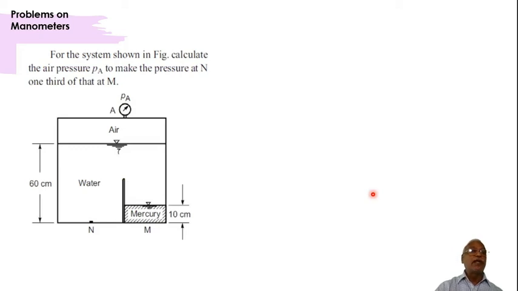We'll go for one more, the last problem. Read the problem. For the system shown in the figure, calculate the air pressure PA to make the pressure at N one-third of the pressure at M. The point N is shown here at the bottom of water. The point M is shown here at the bottom of mercury, which is standing for a height of 10 centimeter. Now you have to find the pressure PA such that the pressure at N is just one-third of the pressure at M. That is what is given.